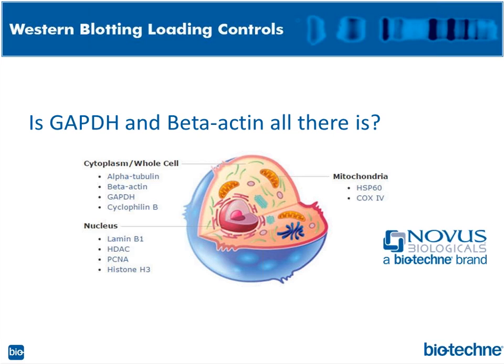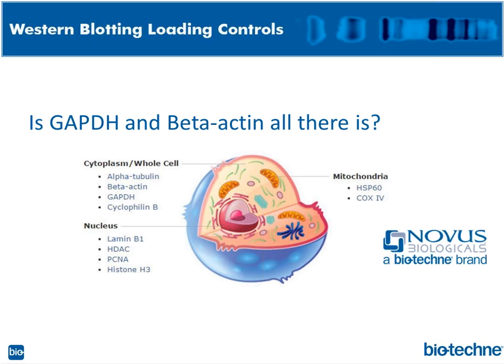So why do we use loading controls? Well, we want to normalize our signal, and that's the main purpose. We also want to make sure we're getting equal loads in all the wells of the gel. The other thing is people typically will check for transfer efficiency across the whole blot. We just talked about transfer. We want to make sure that we transfer everything equally across, because if you get a diminished signal, you don't want to think that's a false negative for upregulation of a particular gene, when it could be that you didn't transfer very well to begin with.